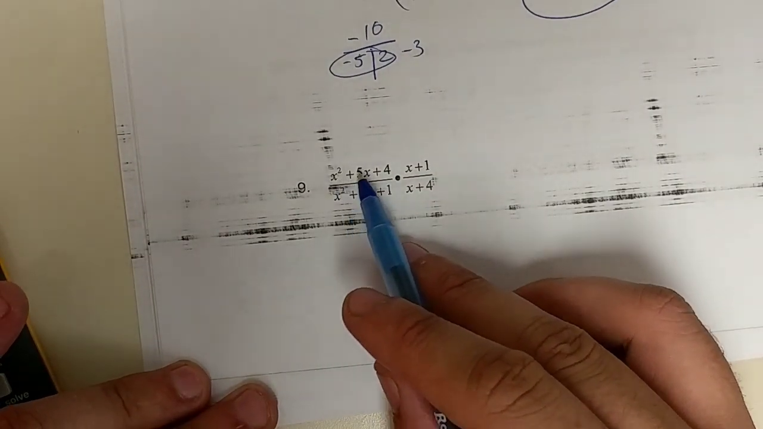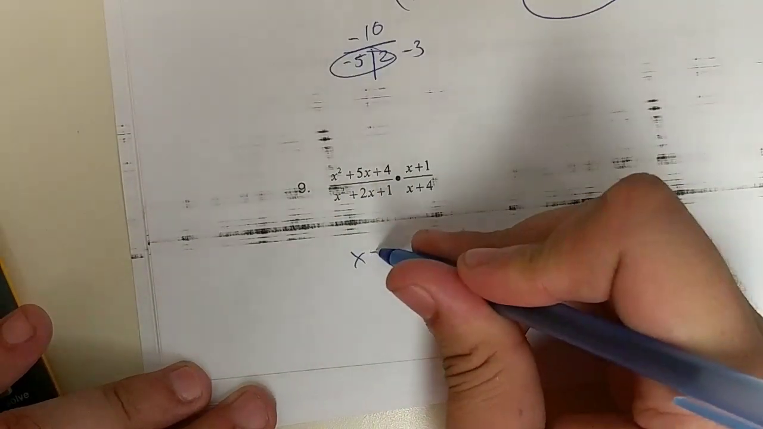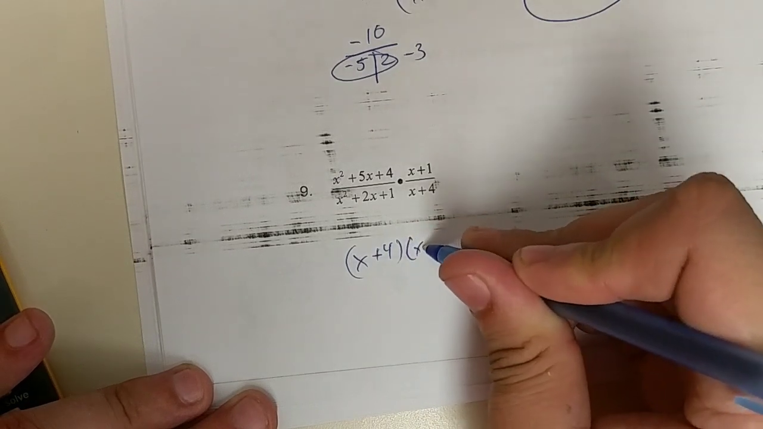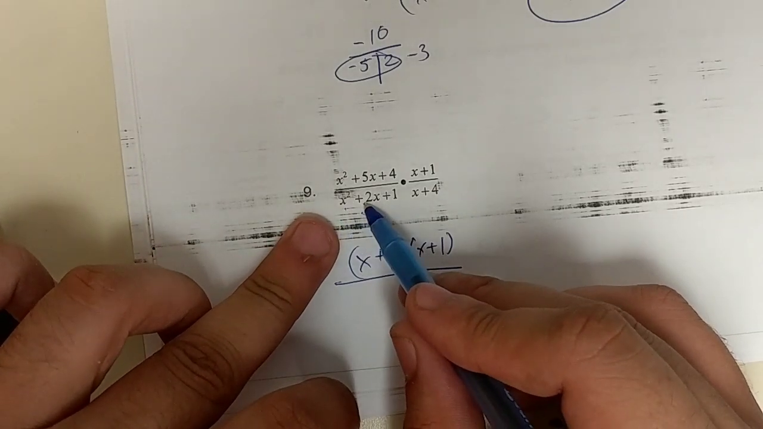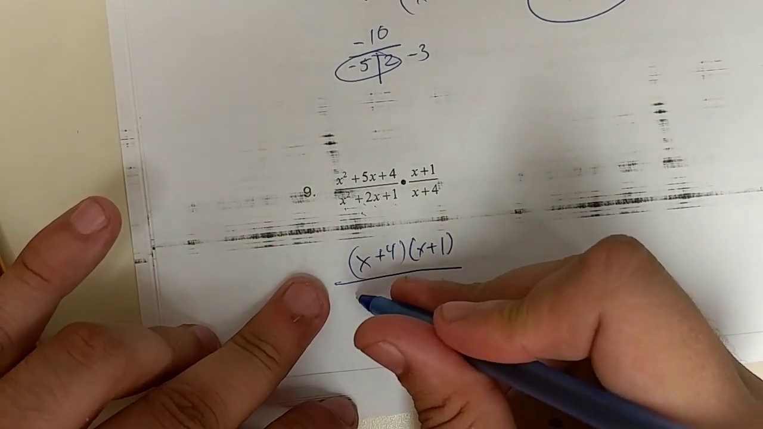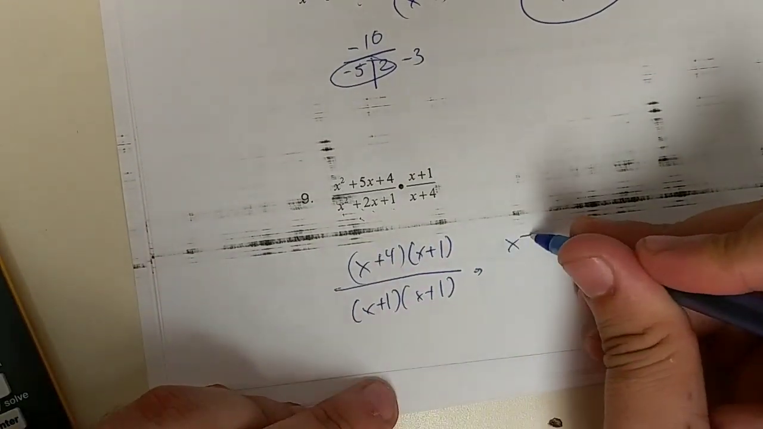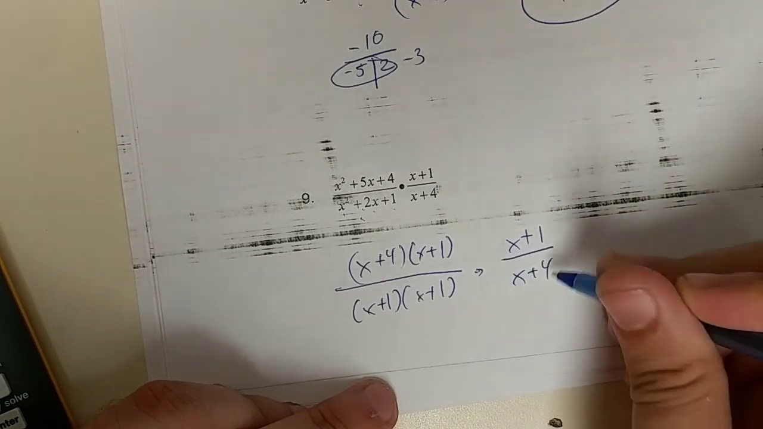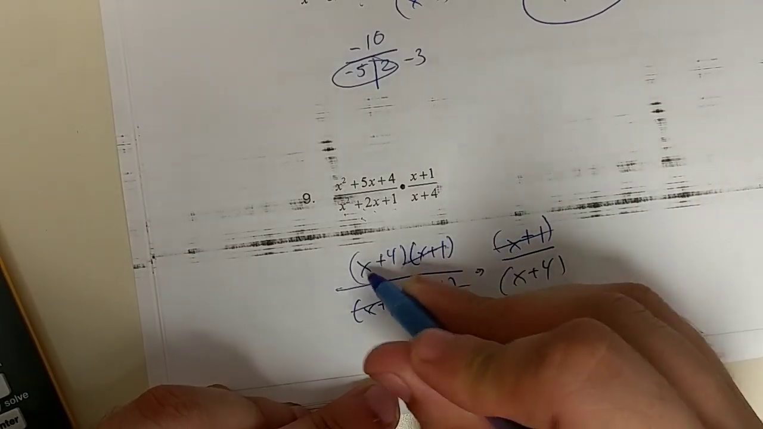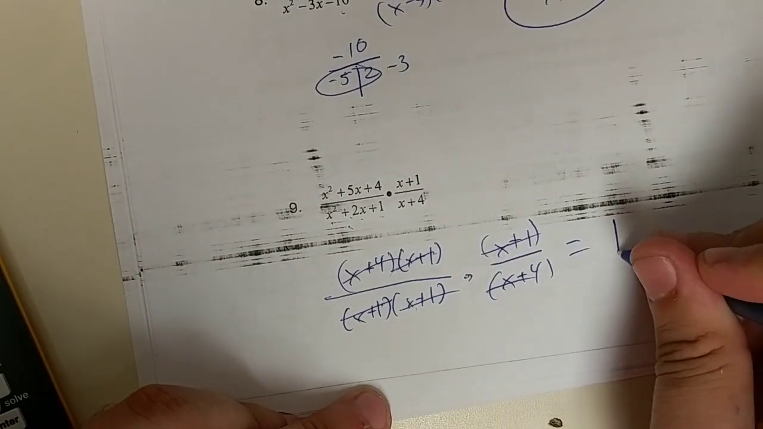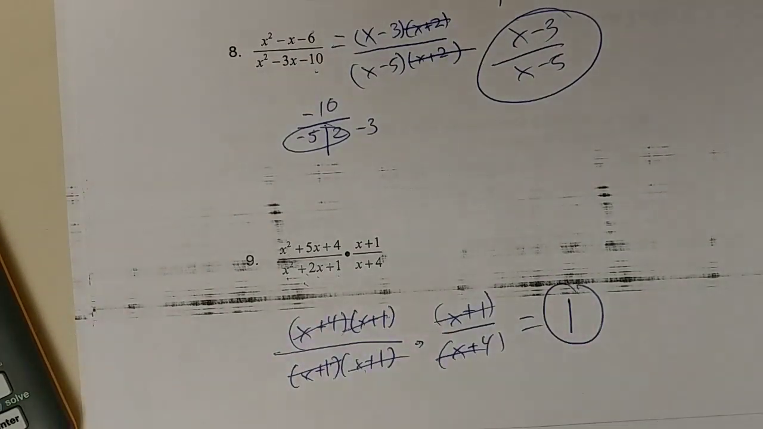Next one. x squared plus 5x plus 4. So what multiplies to 4 that adds to 5? x plus 4 and x plus 1. So that's this one on the top left. Bottom left, x squared plus 2x plus 1. What multiplies to 1 that adds to 2? x plus 1, x plus 1. We have an x plus 1 here and an x plus 4 here. Cross those out, x plus 1, x plus 1, and x plus 4, x plus 4. That ends up reducing to a whole number 1. Isn't that nice when it reduces down to a whole number 1?